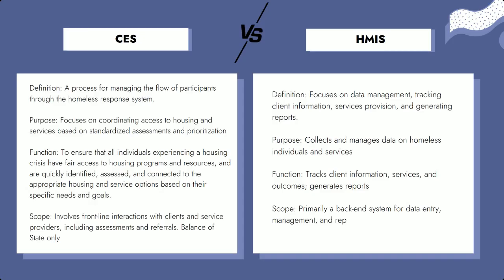CES functions to ensure that all individuals experiencing a housing crisis have fair access to housing programs and resources and are quickly identified, assessed, and connected to the appropriate housing and service options based on their specific needs and goals, while HMIS functions to track client information, services, and outcomes and generates reports. And the CES scope involves frontline interactions with clients and service providers, including assessments and referrals. And the Kansas Statewide Homeless Coalition only manages CES for the balance of state, while the HMIS scope is primarily a back-end system for data entry and management.